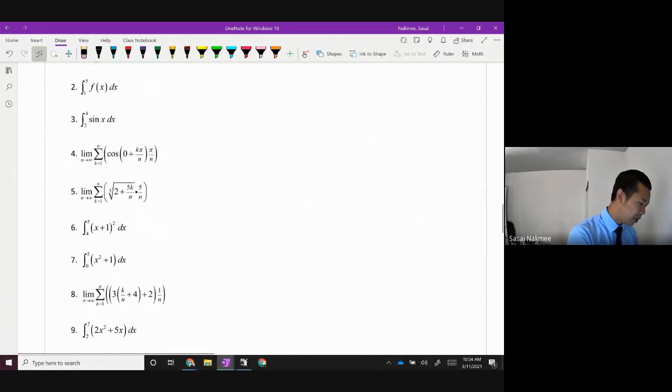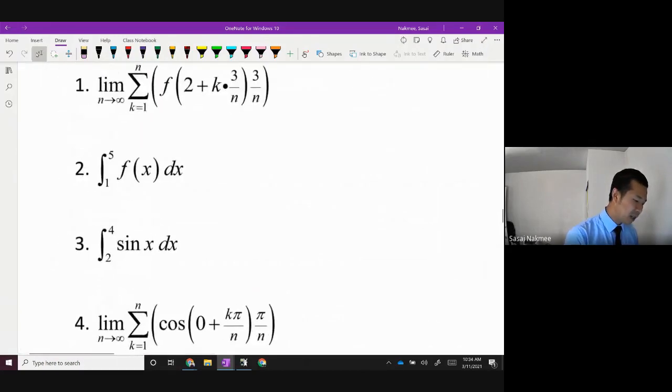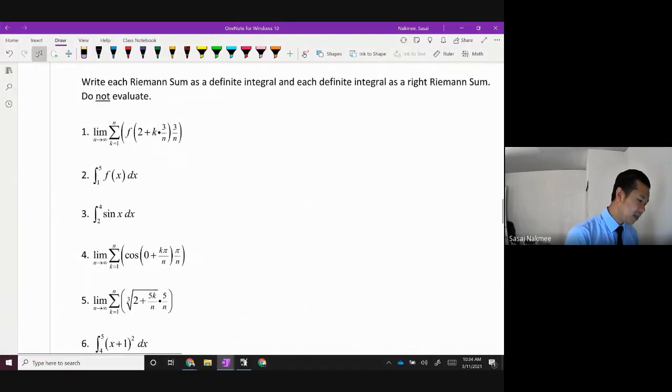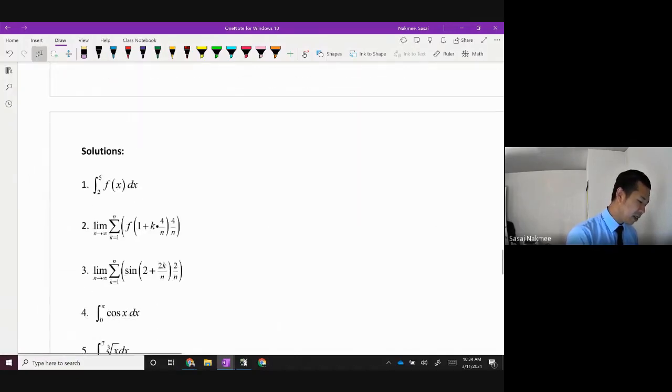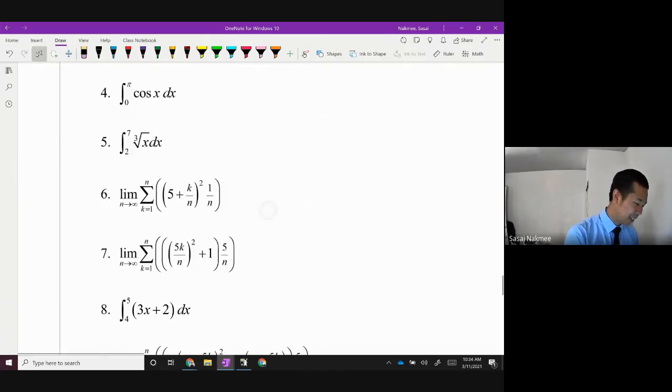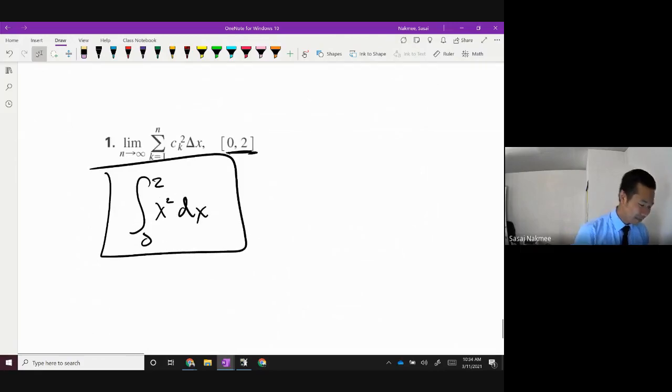So for example, right here, number 2, they give you the integral from 1 to 5 of f of x dx. To write that as a Riemann sum using the limit definition, it should look like this for number 2. So you go from integral back to that. Sorry, let me go back to number 1. There you go. And that's the idea there.